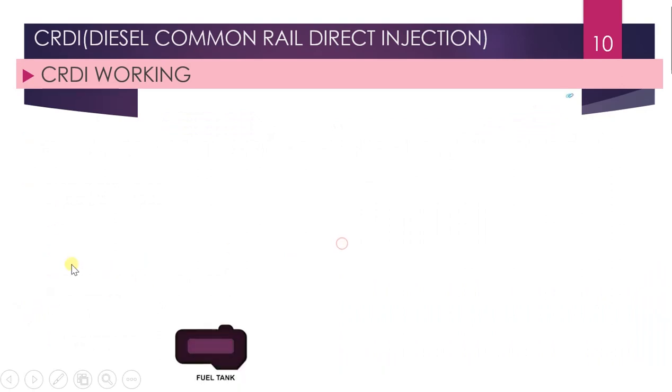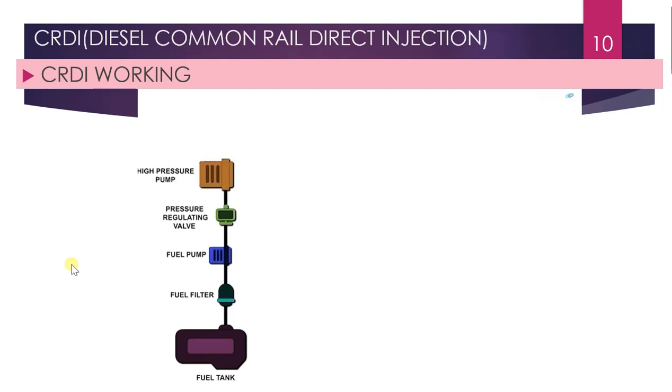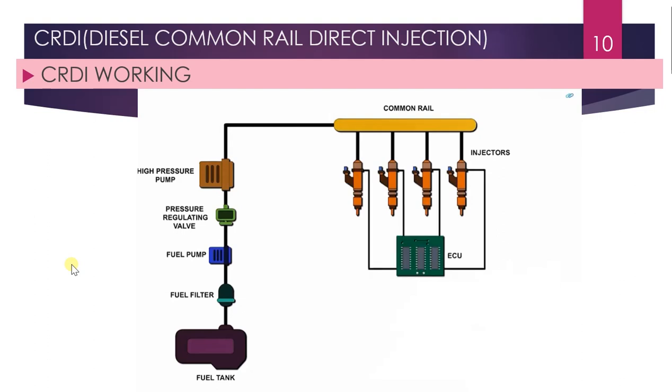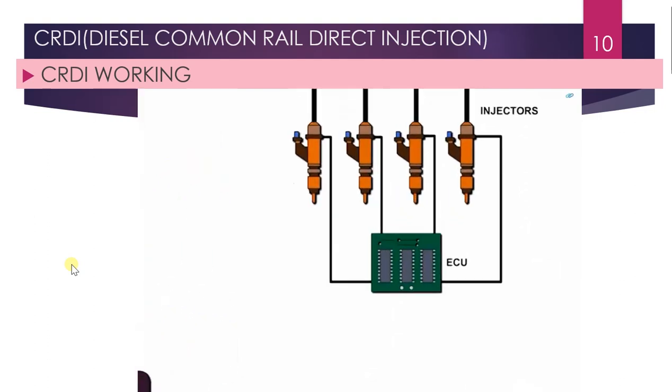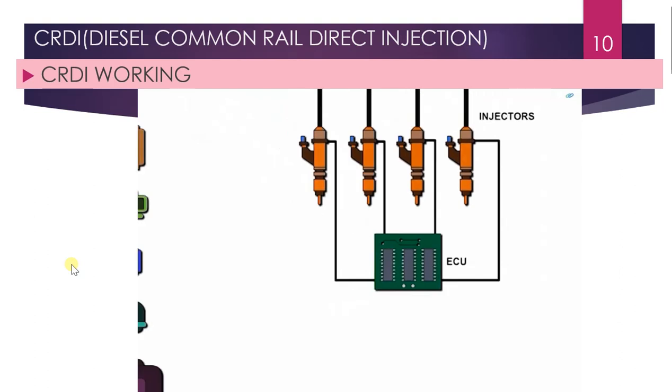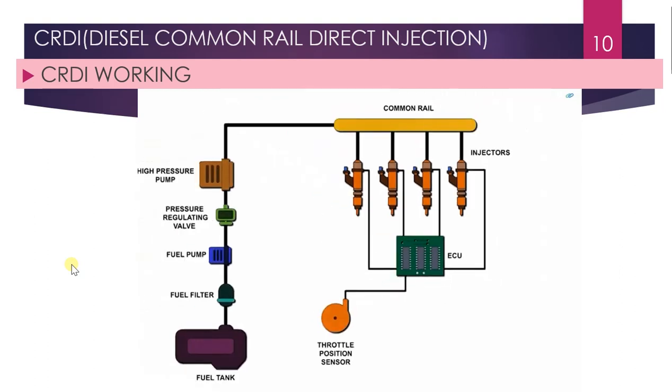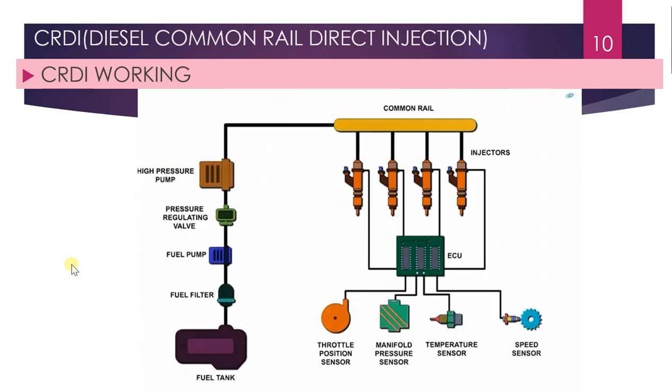Just listen. Fuel tank is connected to the fuel filter, which in turn is connected to the fuel pump, a pressure regulating valve, and a high pressure pump. The high pressure pump is in connection with the common rail that connects individual injectors. The injectors in turn are connected with an electronic control unit, which is fed by the throttle position sensor, manifold pressure sensor, speed sensor, and the temperature sensor.